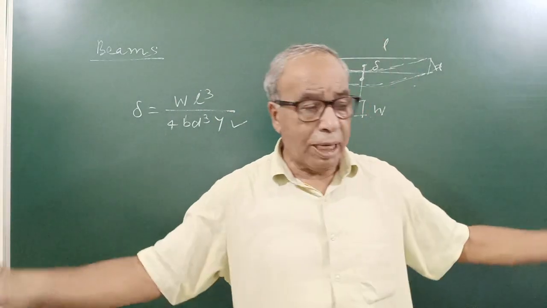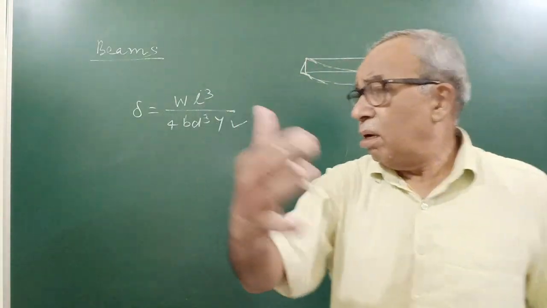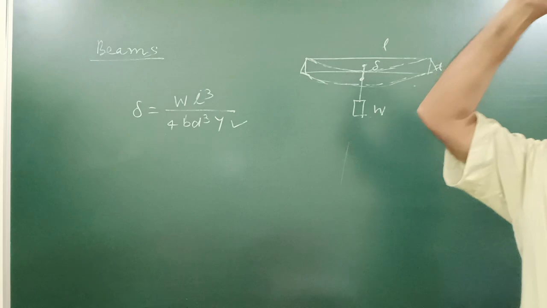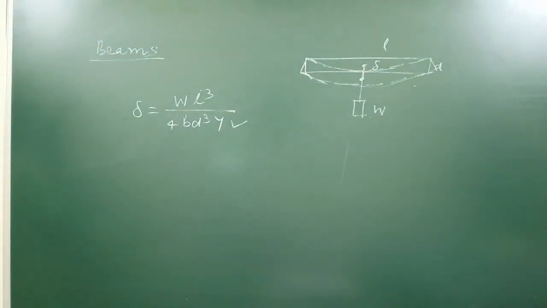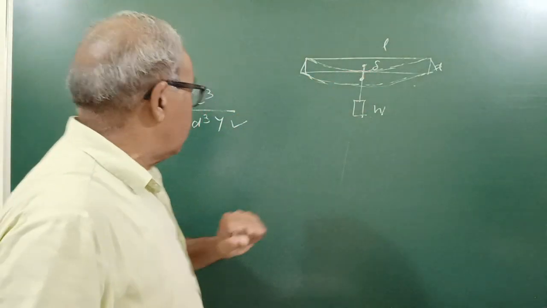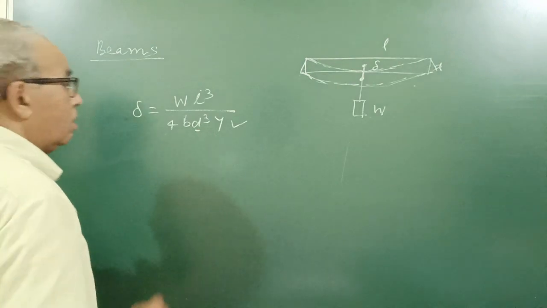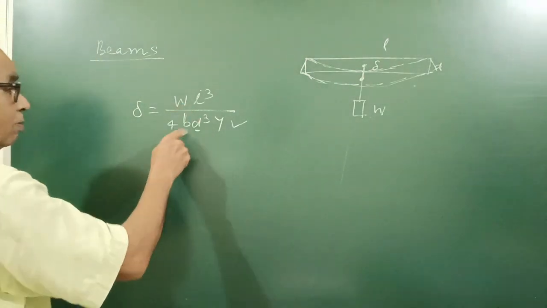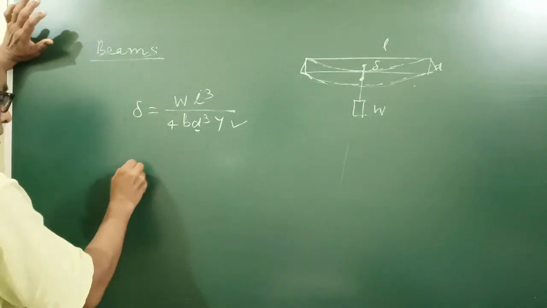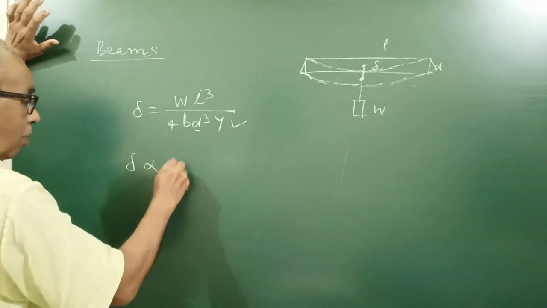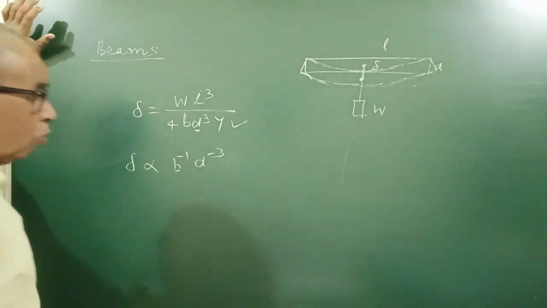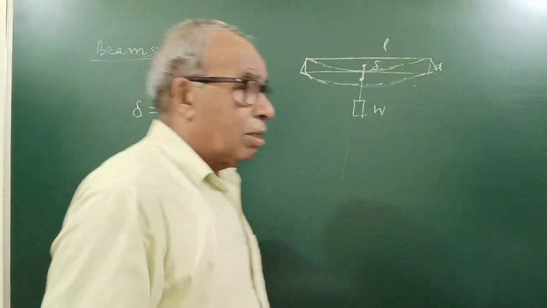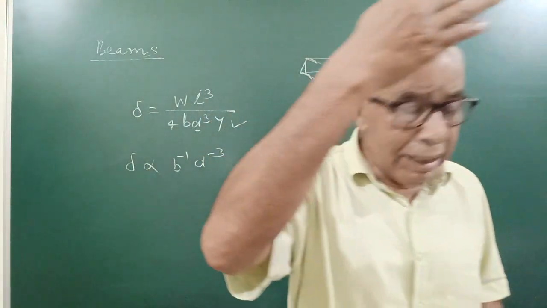Our room should be of 10 meter length and breadth. So when we make the roof of this, the lintel, how much beam should be there? Here depth is more effective than breadth because delta is proportional to B to the power minus 1 and D to the power minus 3. So therefore we make the beams of large depth.